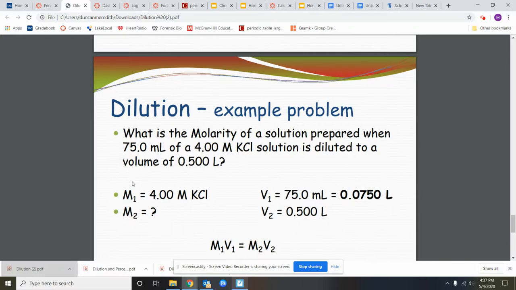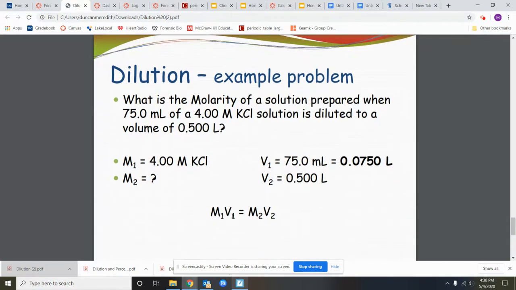Okay, and we're diluting that down. So even without solving for all of this, I know that my final answer is going to be less than 4, because what does dilution do? It dilutes, it makes it less concentrated. So if my dilution procedure works, then it's going to be a molarity of less than 4. So it's telling me this is my concentrated solution. I've got 4 molar, and I have 75 milliliters of that. And I end up with 0.5 liters.